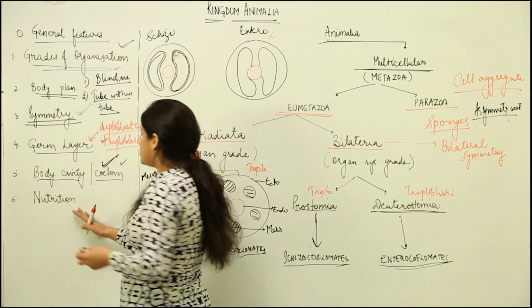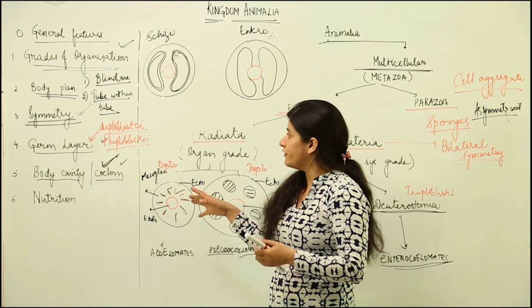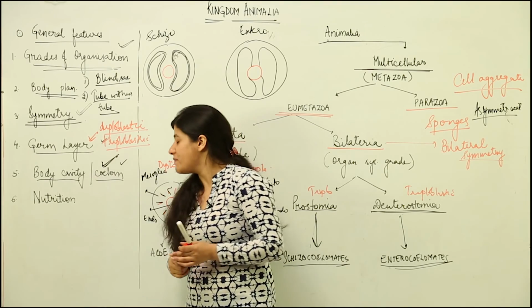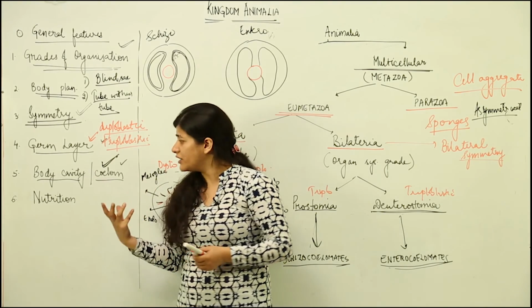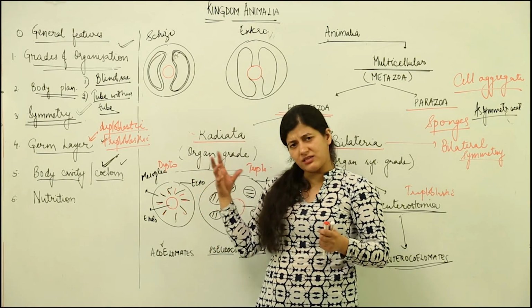Now we come to the nutrition. Because animals cannot form their own food, they are heterotrophic in their nutrition, and they could be parasitic. They are usually predators. They have to depend on some other food, and that is the ecological context.